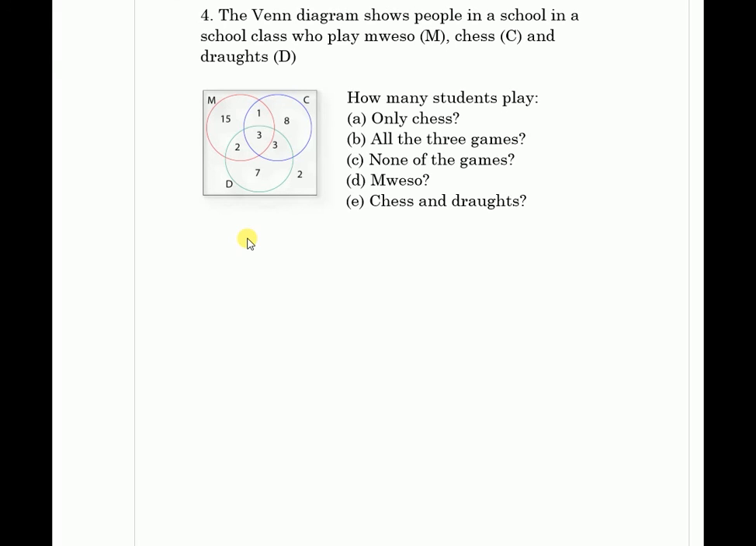So we have the Venn diagram that shows people in a school class who play mweso, chess, and draughts. How many students play only chess? Only chess. I shall write this part A. Only chess, that one is 8. You can write in a full sentence and say that 8 people play only chess.